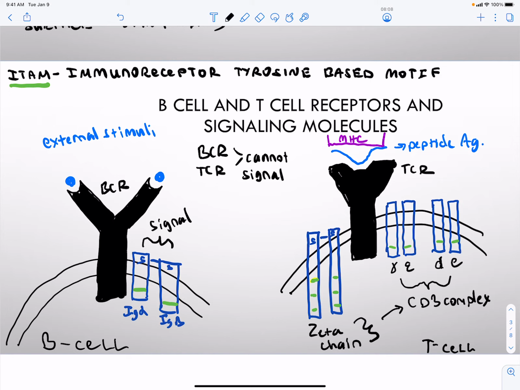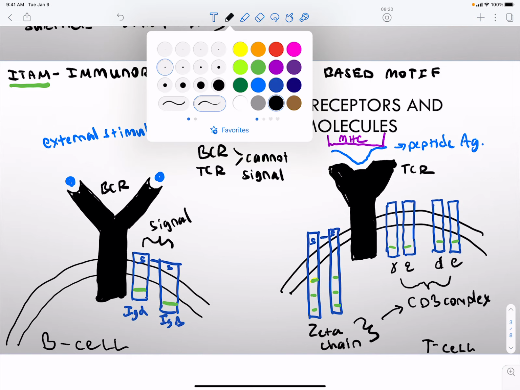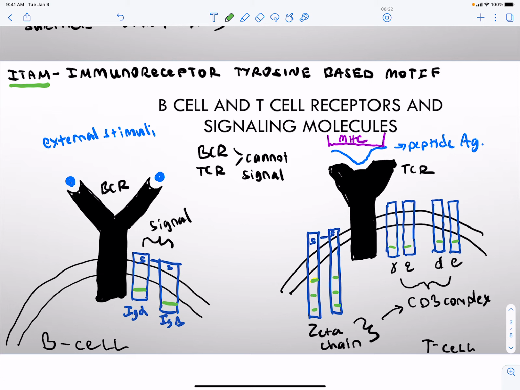Now, what's important about this is the T cell receptor, again, cannot signal, and so it's the CD3 complex that will signal for the T cell receptor. The other thing to point out are these green ITAM motifs. Remember, the ITAMs are simply the immunoreceptor tyrosine-based activation motif. This is going to allow these receptors to bind to and interact with tyrosine kinase enzymes, which is going to be important because it's the tyrosine kinase enzymes that are really going to get the signal transduction pathway going.